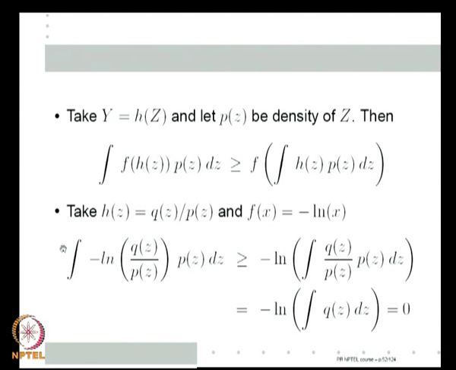So what this tells me is the integral of minus ln Q(z) by P(z) times P(z) dz is always greater than or equal to 0. If I expand this, I get the integral of minus ln Q(z) plus ln P(z), times P(z) dz, is greater than or equal to 0, which means the integral of ln P(z) P(z) dz is greater than or equal to the integral of ln Q(z) P(z) dz.